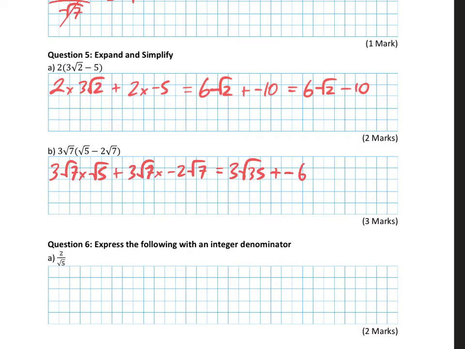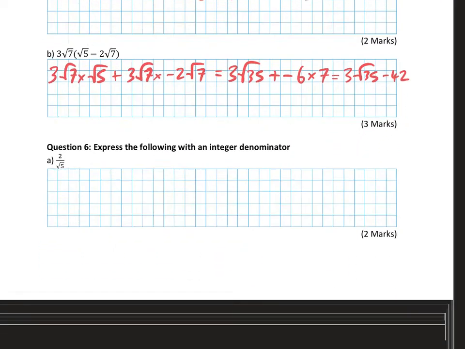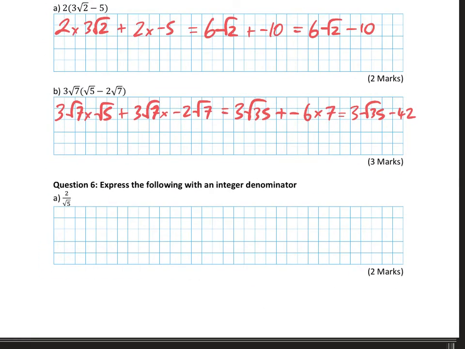And root 7 times root 7 is just 7. So you're going to have 3 root 35. 6 times 7 is 42, so take 42. That's it. 3 root 35, take 42. That's the end of the third page. Express the following with an integer denominator.